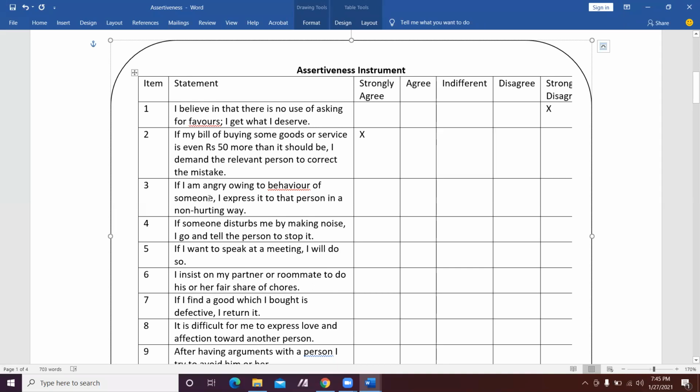If you have a question, you can raise it. If I am angry owing to the behavior of someone, I express it to that person in a non-hurting way. Strongly agree, yes. Assertiveness, not aggressiveness. If you express it to that person in a hurting way, that is aggressiveness, which is non-assertive. Assertive means you express, but in a non-hurting way.